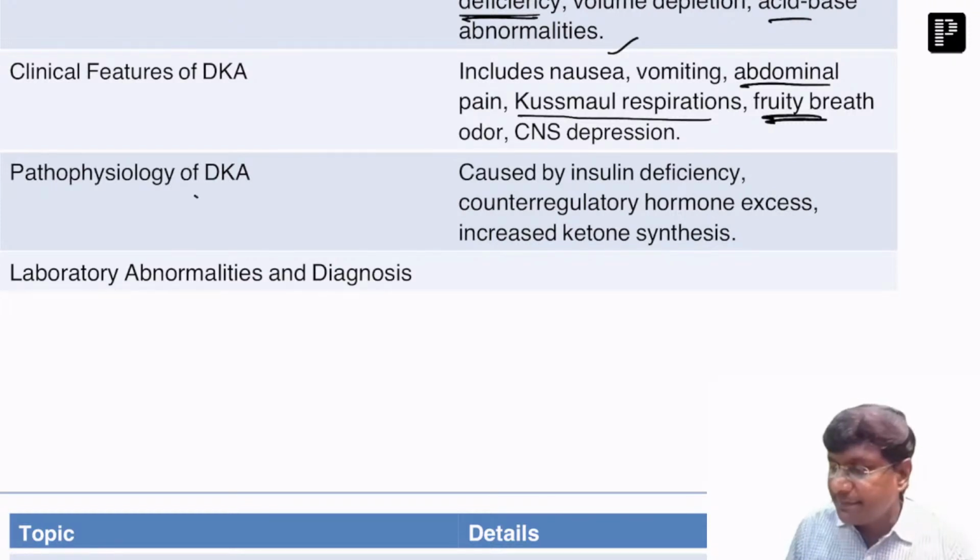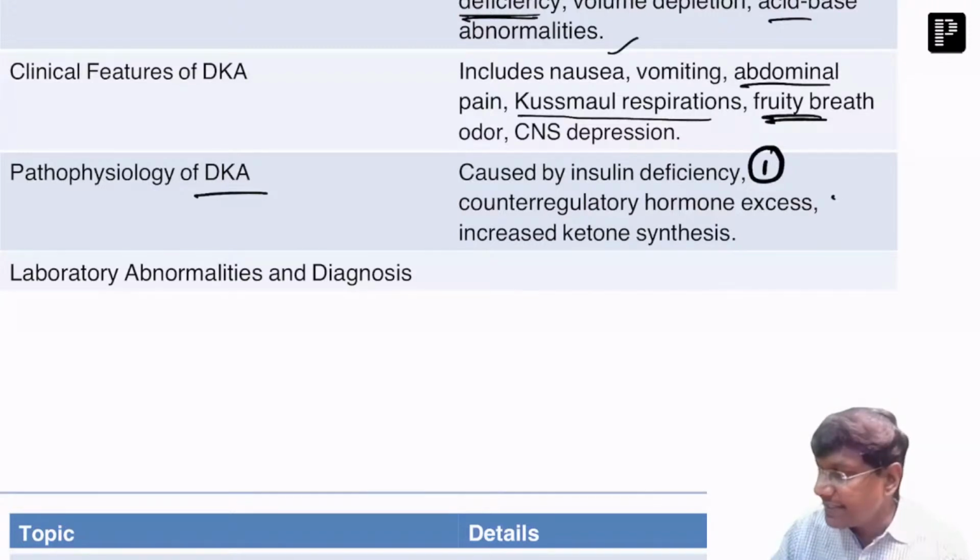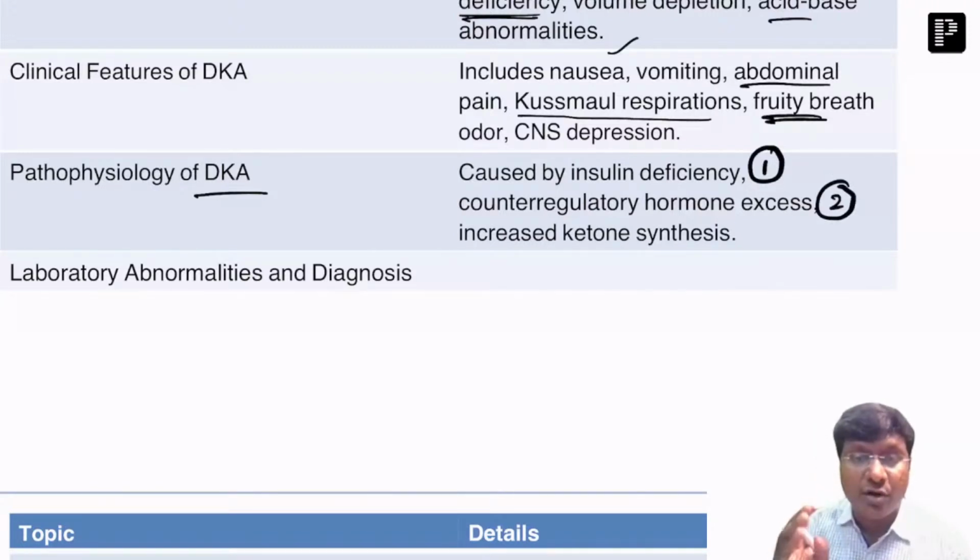Next, if you take the pathophysiology of DKA, two things. Number one, there will be absolute insulin deficiency. And number two, there is excessive increase in counter-regulatory hormones like glucagon, catecholamines, thyroid hormones, corticosteroids, and growth hormone, which will increase the blood glucose levels, right? So insulin deficiency is there. And at the same time, there is increase in the counter-regulatory hormones.